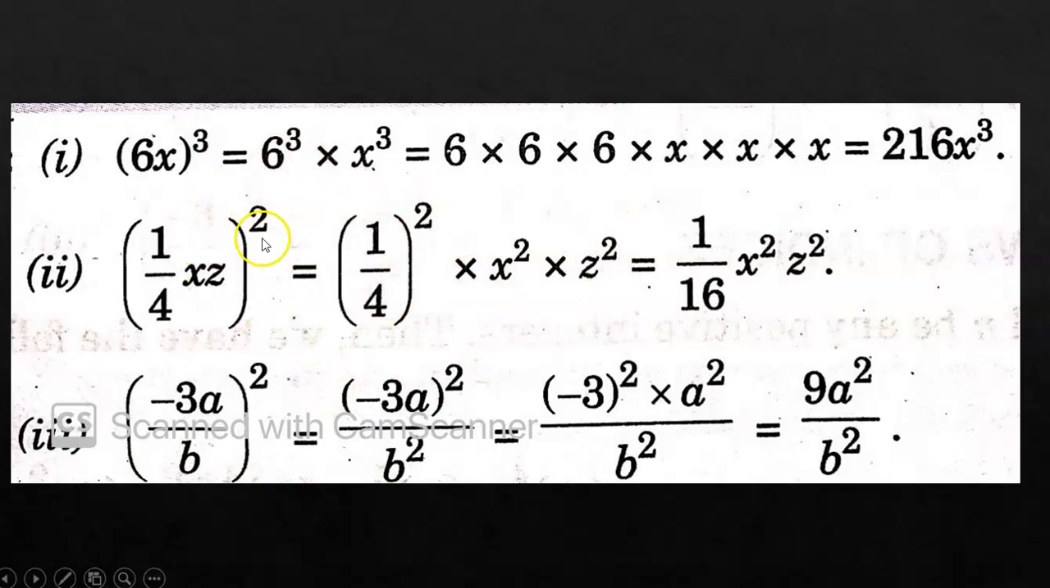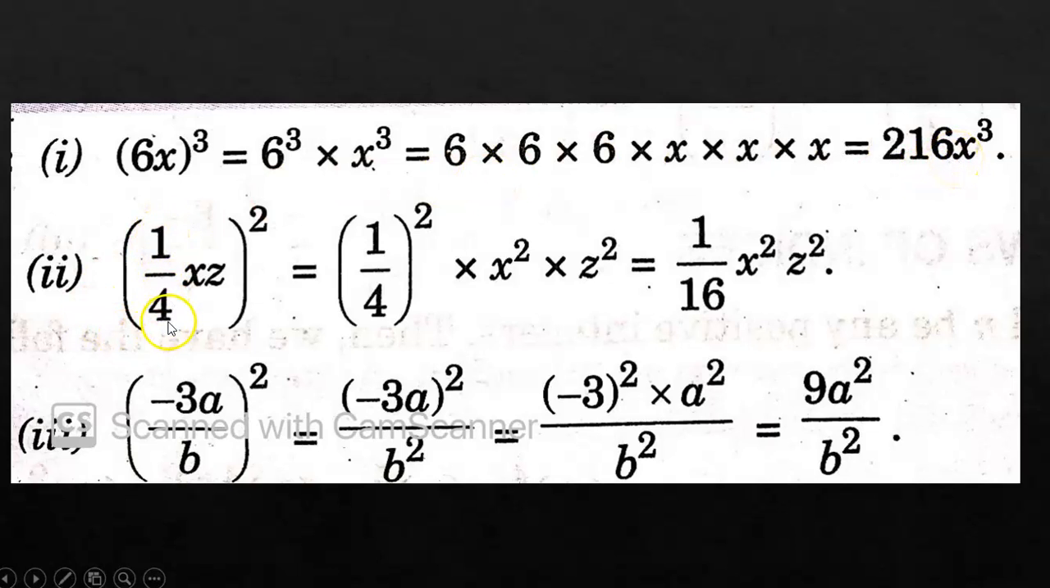Again, just now what we discussed is shown over here. 6x the whole raised to 3 means 6 raised to 3 multiplied by x raised to 3. Now, if you are asked to just simplify, you will stop here. If you are asked to find the value, then this is how you will solve this further.